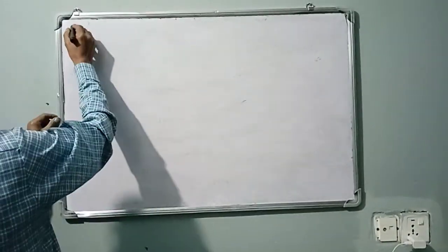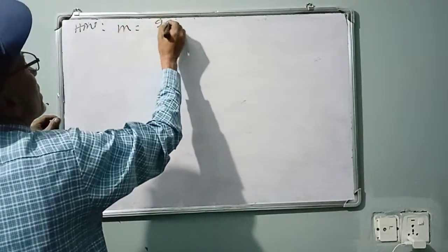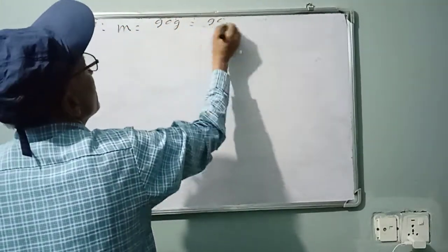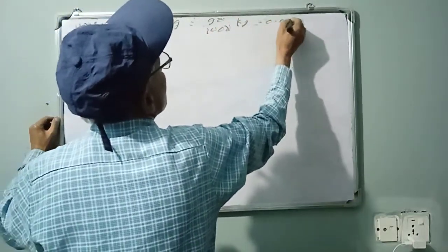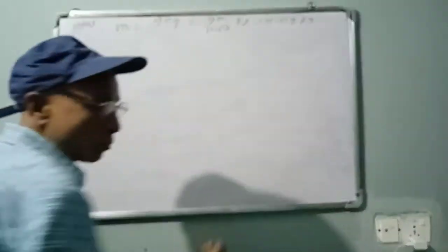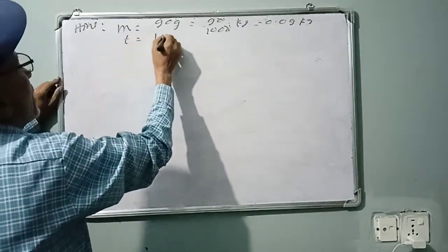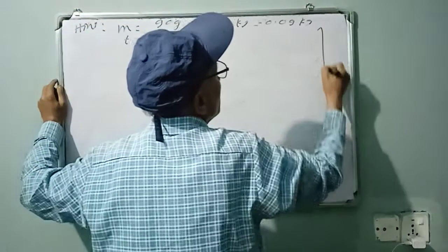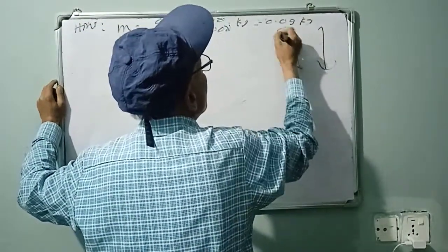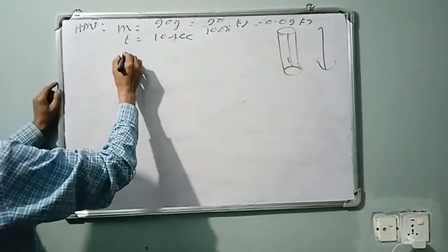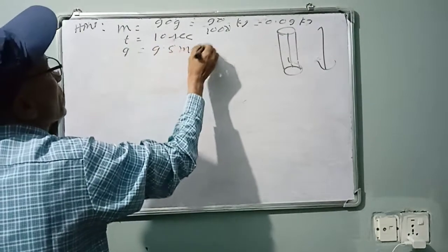What is given? Hint. Mass is 90 gram, 90 by 1000 kg, 0.09 kg. To find the force: after 10 seconds, the stone reaches the bottom of the deep well. Time is 10 seconds, g equals 9.8 meter per second square.